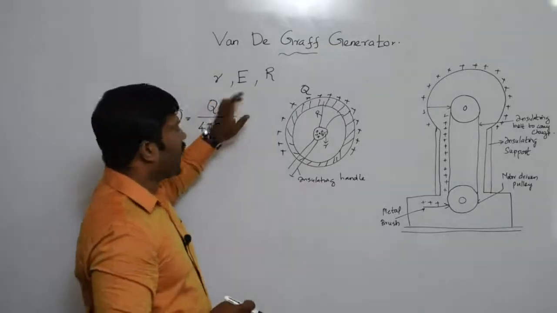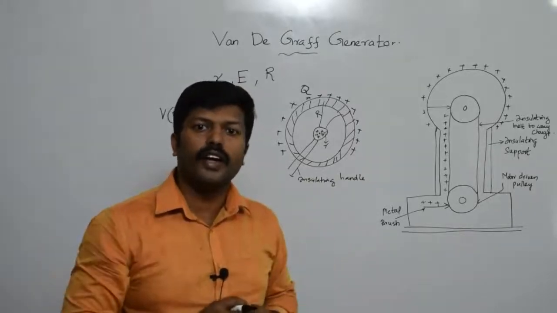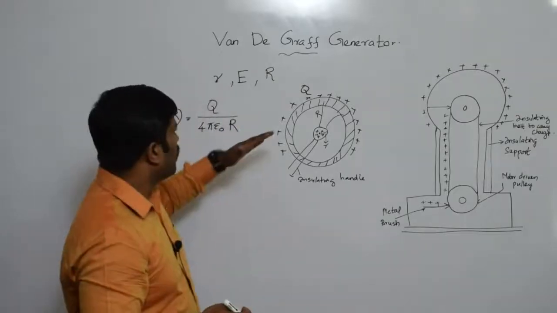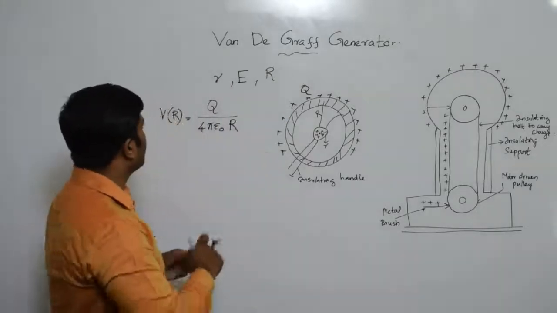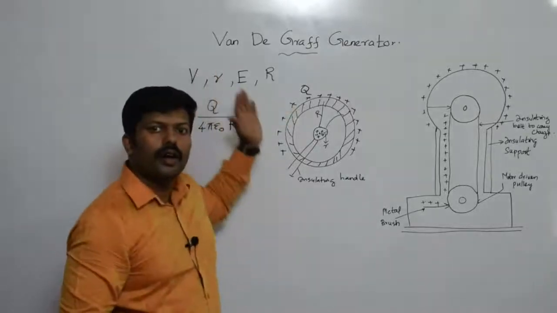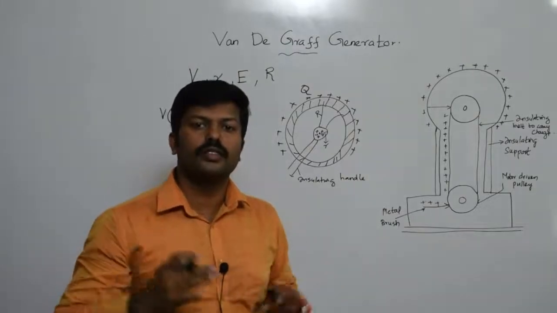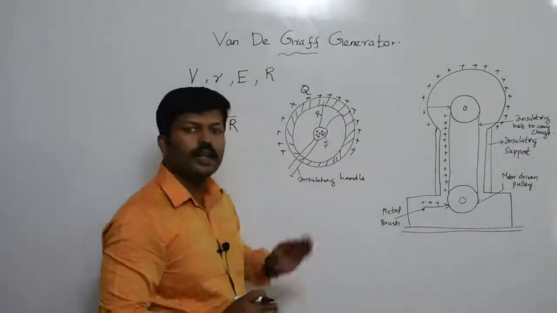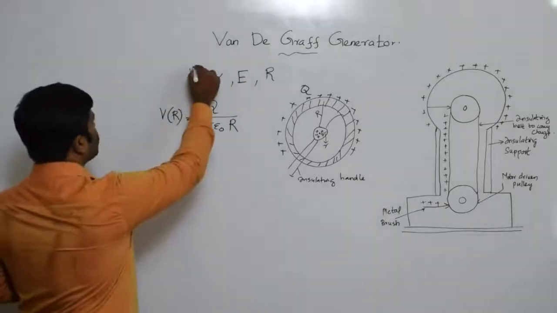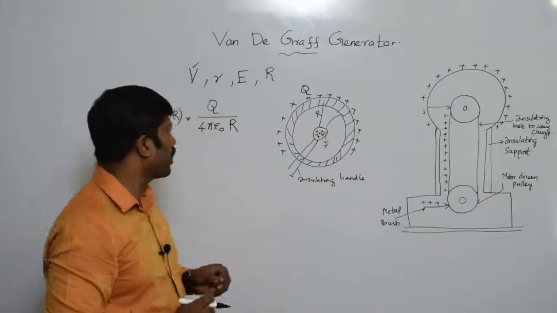I have told you that the electric field outside the sphere is a finite value, but inside the sphere it vanishes. But in the case of potential, V is the potential. Outside the sphere, potential will get reduced with distance, but inside the sphere the potential remains constant. So, V remains constant inside the sphere, but E vanishes inside the sphere.